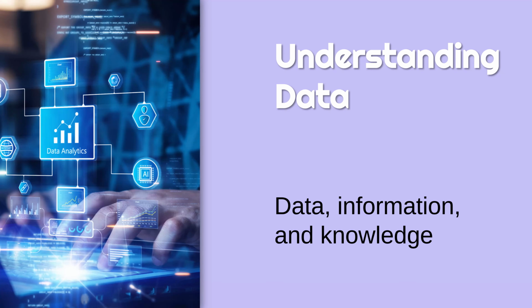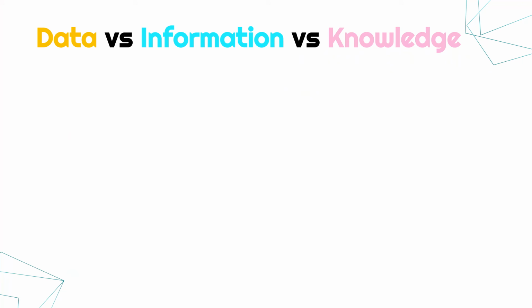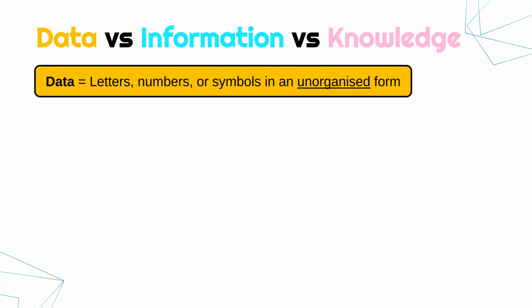Hello, we're going to start our look at this exam unit by talking about the differences between data, information, and knowledge. It would be very easy to blur these words together and assume they all mean kind of the same thing, but actually there are some clear differences between them. Data are letters, numbers, or symbols in an unorganized form. There's no real structure, no real context, just letters, numbers, and symbols slapped on a page. We don't really know what they represent.